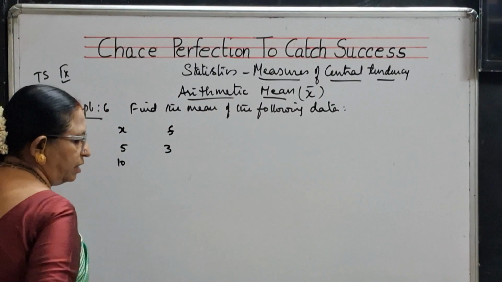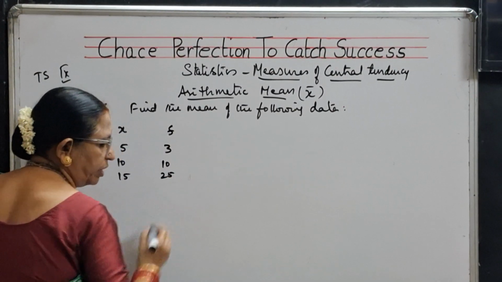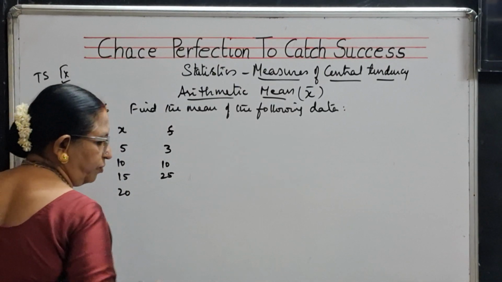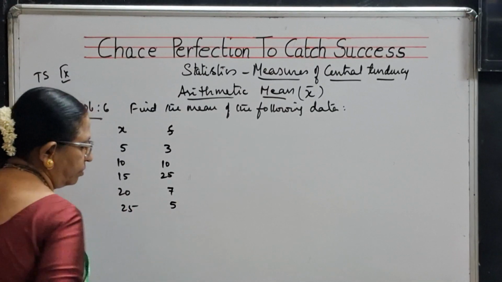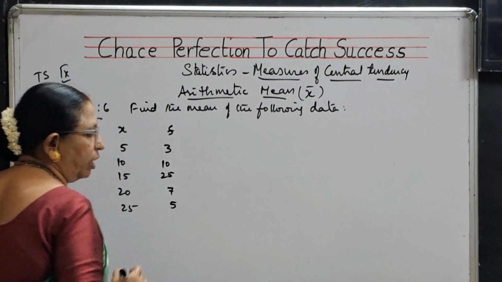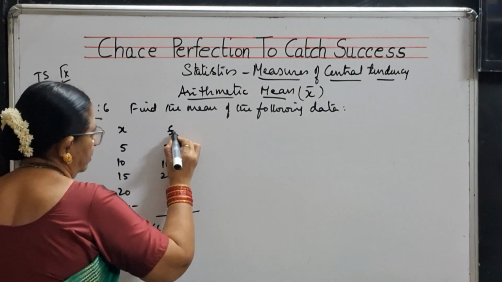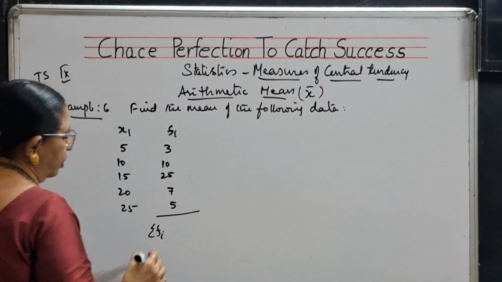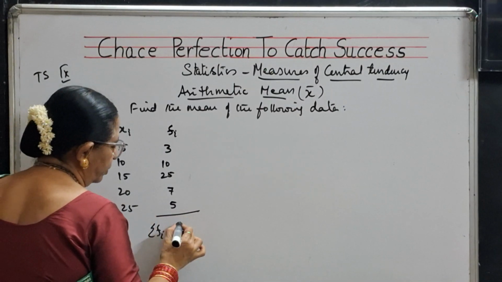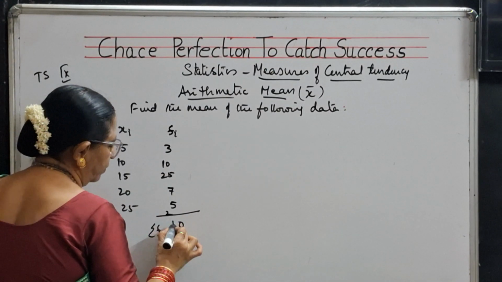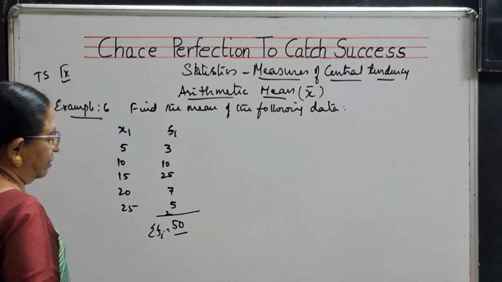For 10, the F value is 10. For 15, the F value is 25. For 20, the F value is 7. For 25, the F value is 5. So as I said earlier, what you need to do is first find sigma Fi. This is Fi, this is Xi. So add all of this: 7 plus 3, 10, 10 plus 10, 20, 20 plus 25, 45, 45 plus 5, 50. So sigma F is 50. Next, what do you have to do?